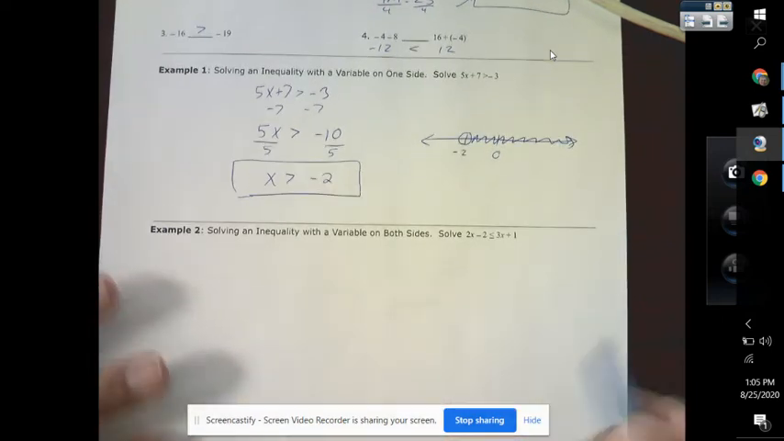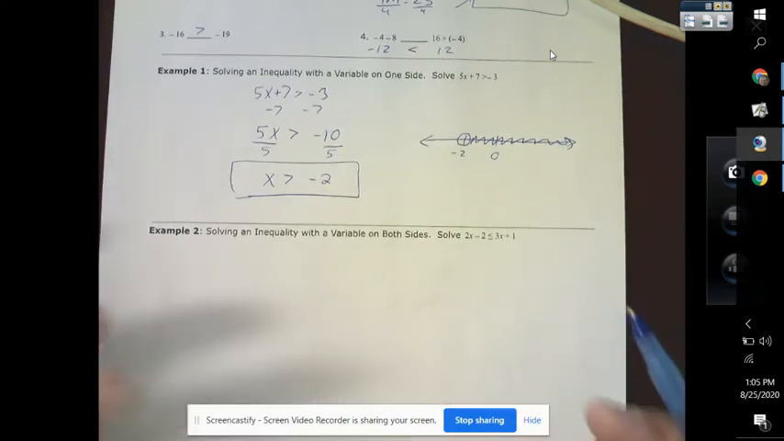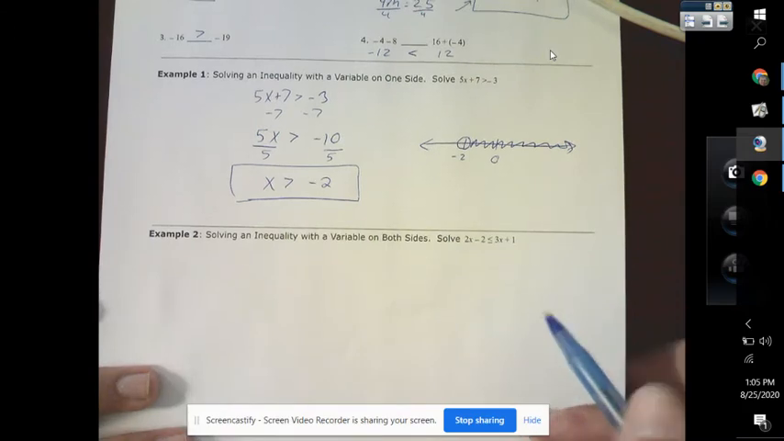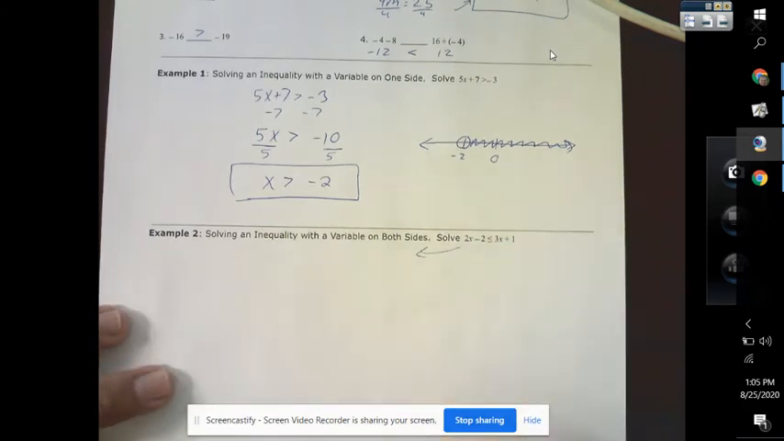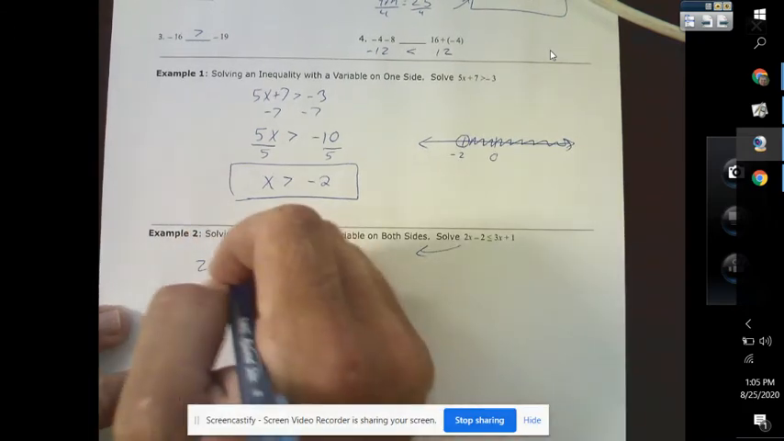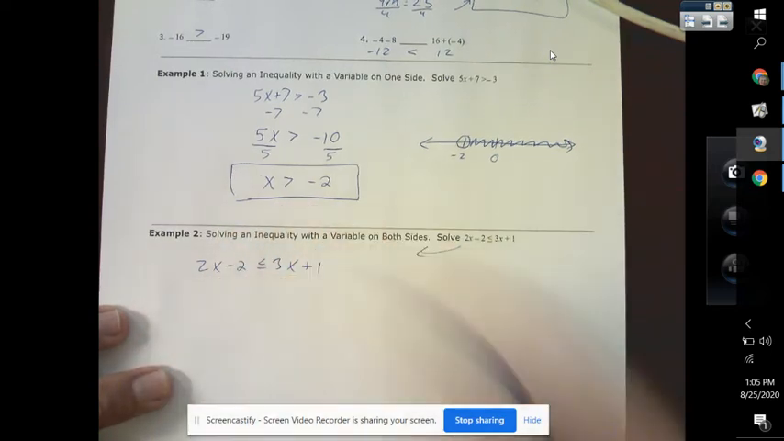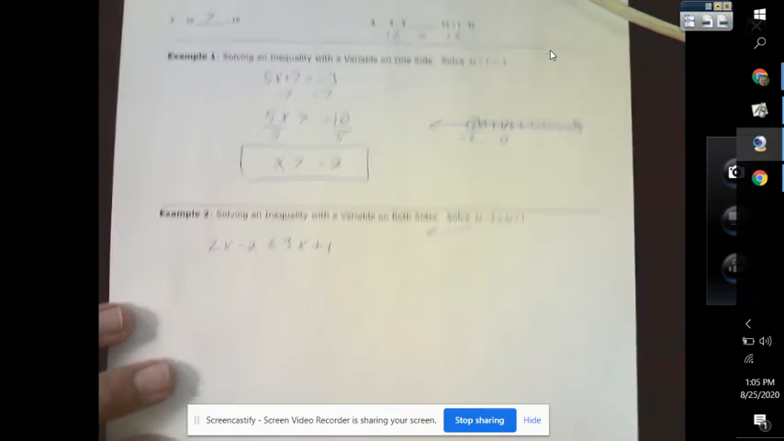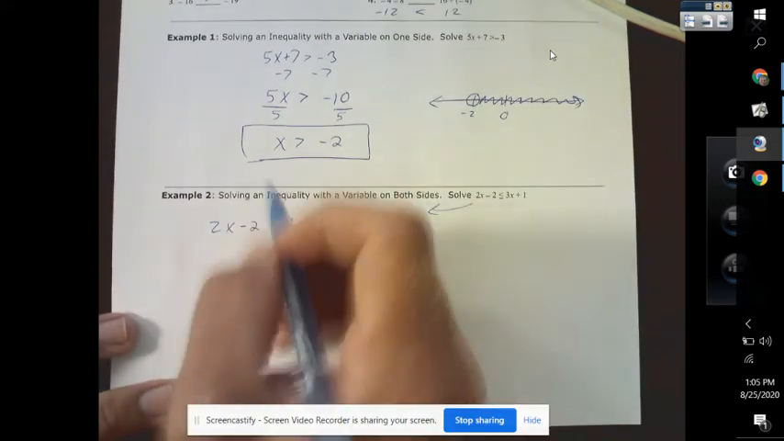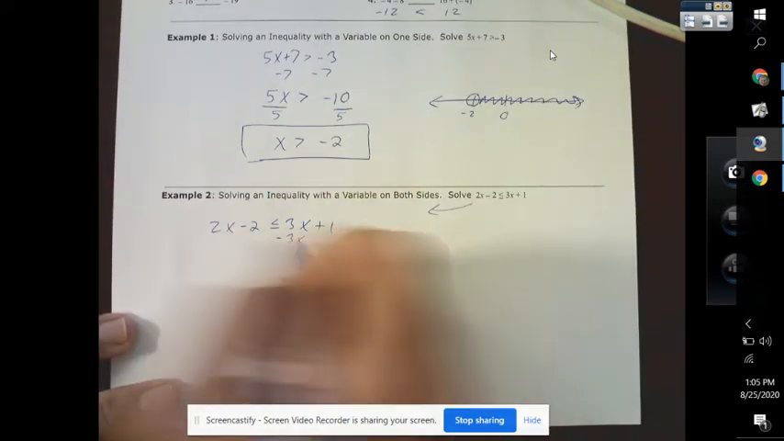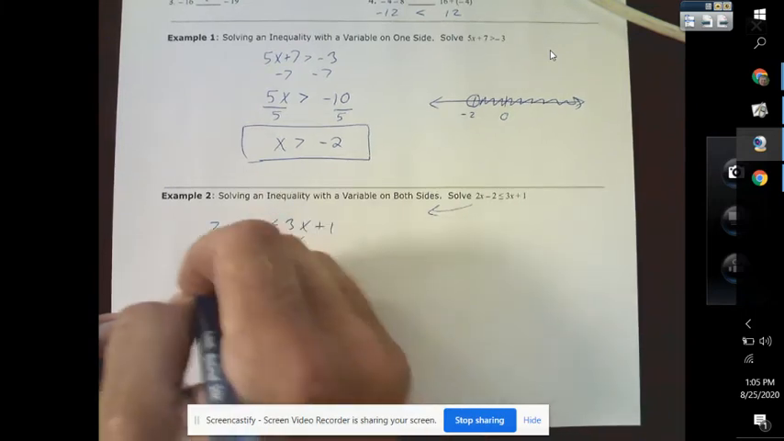Solve an inequality with variables on both sides. We want to get them isolated, of course, everything on one side. It's probably good I show you guys this one way. 2x minus 2 less than or equal to 3x plus 1. So we got some options here. Now, I will say I'm going to subtract 3x over. I'm doing this for a reason. I want to show this to you.